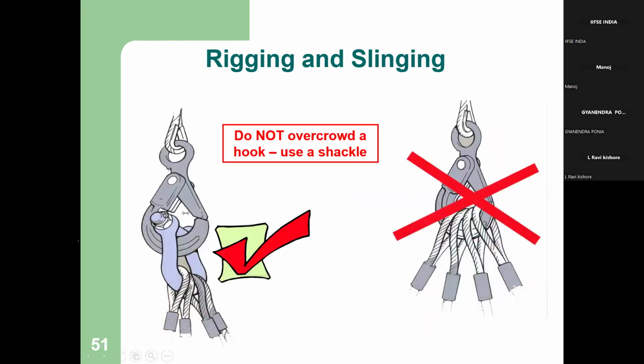Now in this you can see the first one, all your chain slings are put to the d-shackle and it is locked with the safety latch. But in the second one, the hook is overloaded. This condition should be avoided, because there is a possibility that when you are lifting, this safety latch may fail and the load may fall. So such an arrangement with the d-shackle should be done.